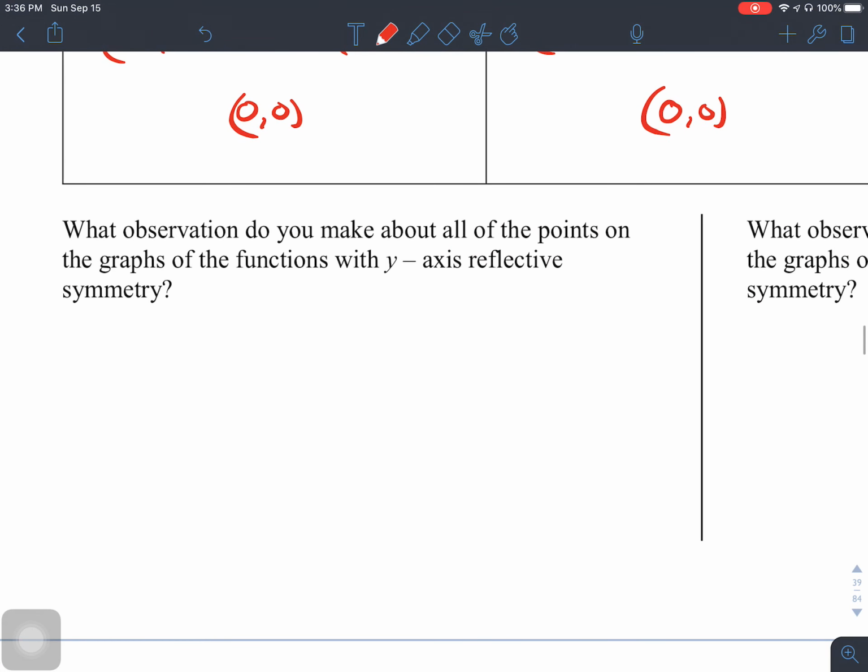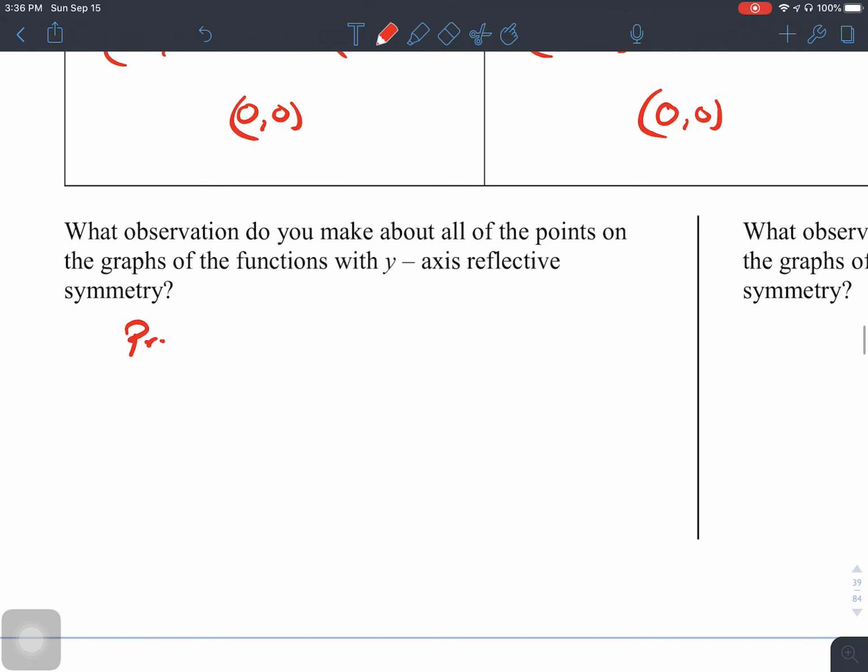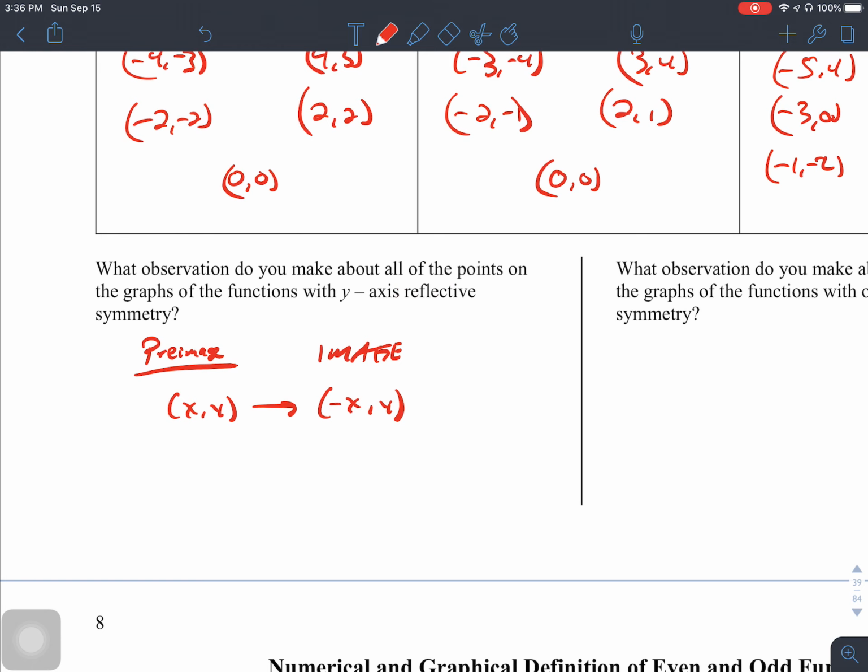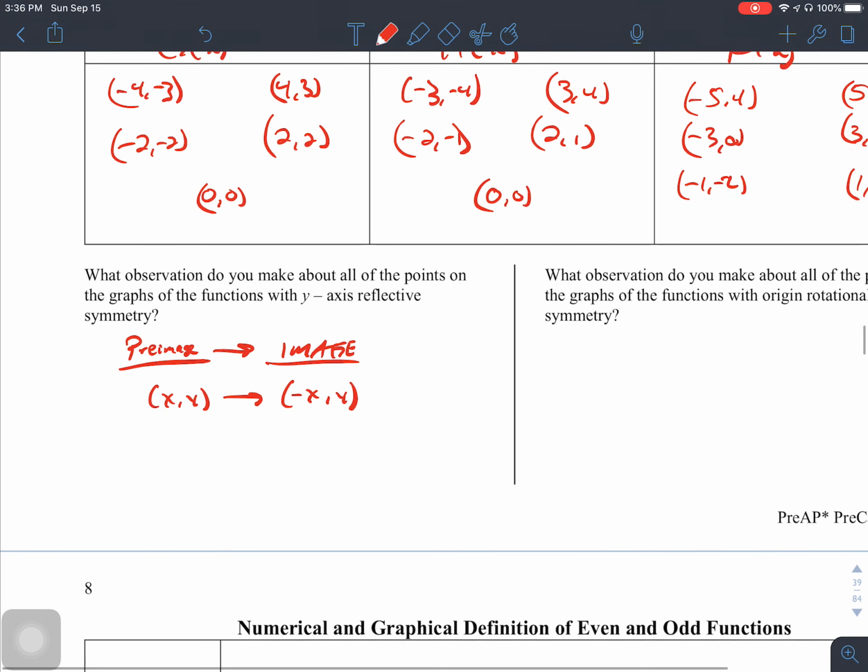What observations do you make about all the points on the graphs of the function with y-axis reflective symmetry? Well, if you take the pre-image, which would be, in this case, half of the graph, it's an ordered pair. To get the image, that's the other half of the graph, you change the sign of x and you leave y the same. That's what happens if a graph is symmetric with respect to the y-axis.